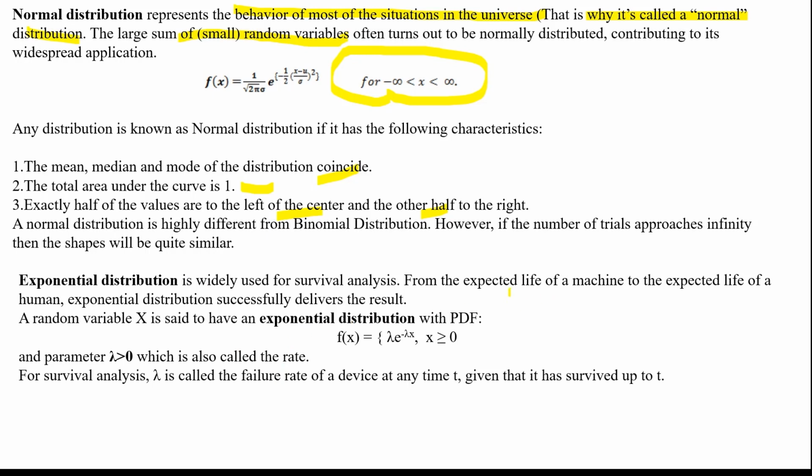We can also calculate the expected life of a machine, or the expected life of a human, right? Its major role is with respect to time, like how long something has survived up to that particular time. In those scenarios the exponential distribution comes into the picture.